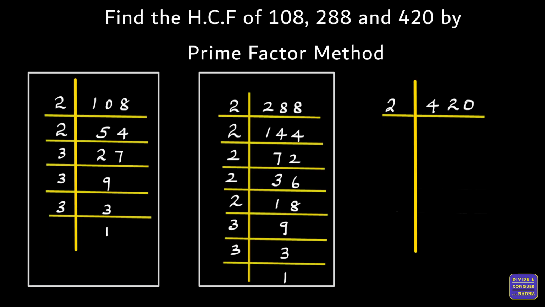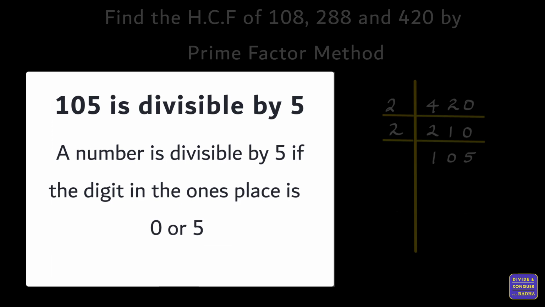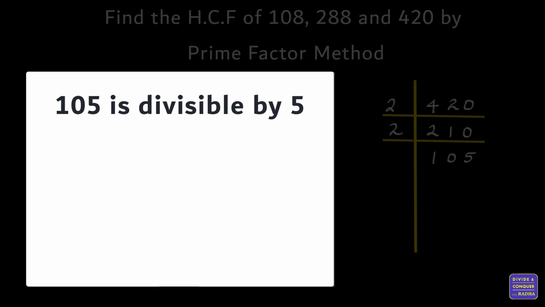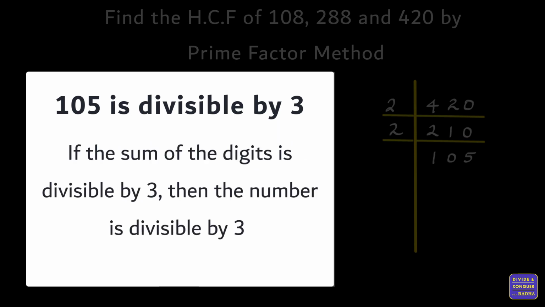210 is again divisible by 2. So we have 2 1s are 2, 1 is not divisible so we add a 0 and 2 5s are 10. 105, since the number in the ones place is 5, we can divide by 5 as well, or the number can be divided by 3 because as per the test of divisibility, if the sum of the digits is divisible by 3, the number can be divided by 3.